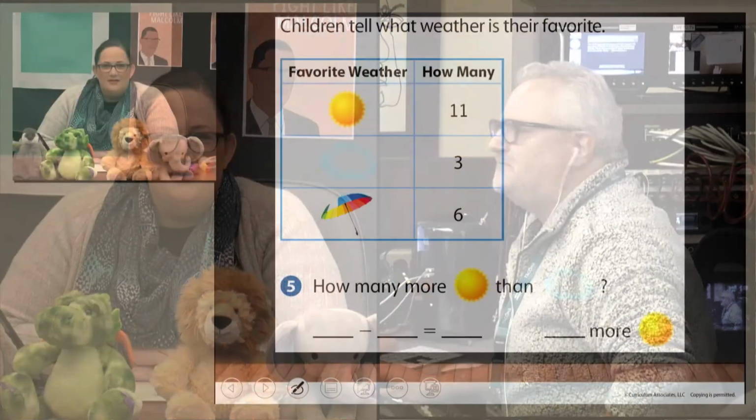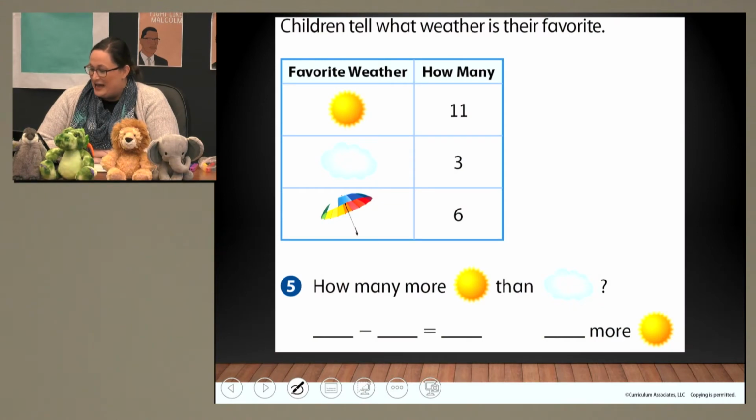Okay, back to our graph. So, the question is, how many more kids like sun than clouds? Well, first of all, we have to figure out how many children like sun. 11. How many children like clouds? 3. They put a subtraction equation there. What do you think we should write on our boards?